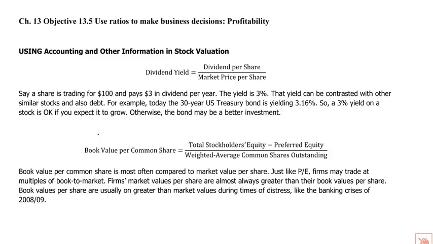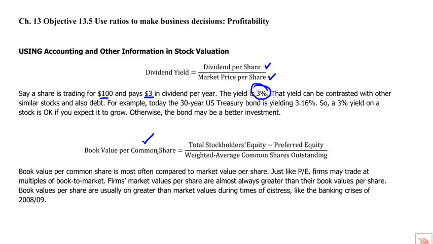Okay, here's some other accounting information. One is dividend yield. So you'll have dividend per share and market price per share. So if a share is trading at 100 and pays $3 per dividend a year, that's a 3% yield. And you could compare that to other stocks and to treasury bonds. So say you have a bond yielding 3.16. So the yield on a 3% stock is okay, but really only if you expect it to grow. Otherwise, you might be better off with the bond, which doesn't have any credit risk.